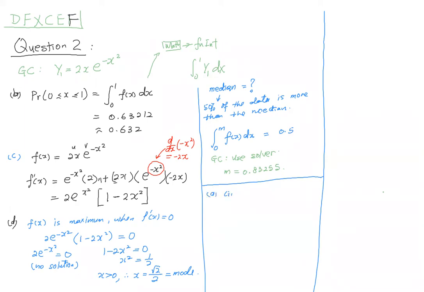Given u is equal to negative x squared, find du over dx. So this is the first part. Then second part. Hence, find the integral of 2x e to the power of negative x squared dx.